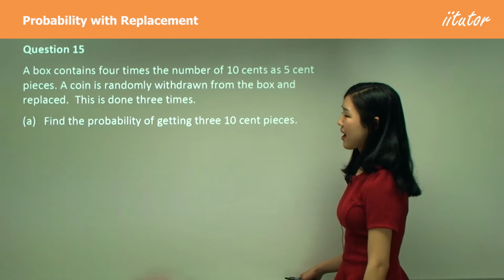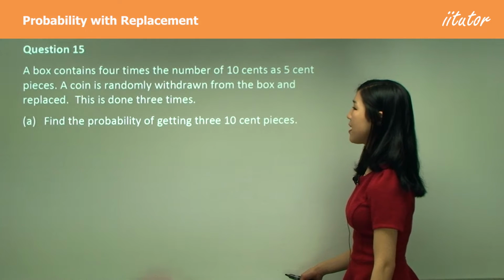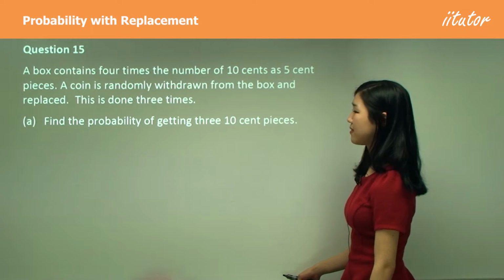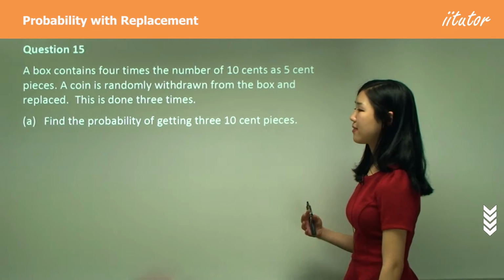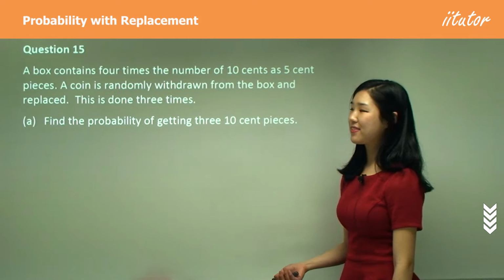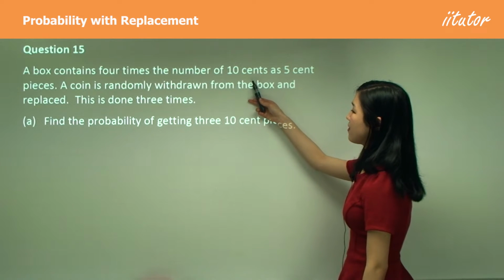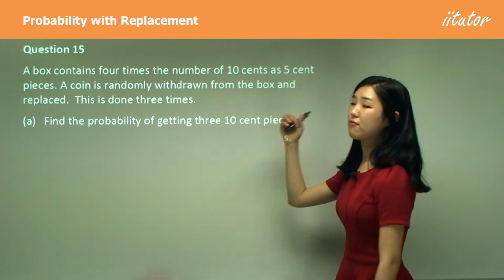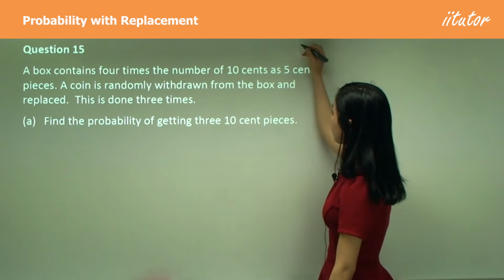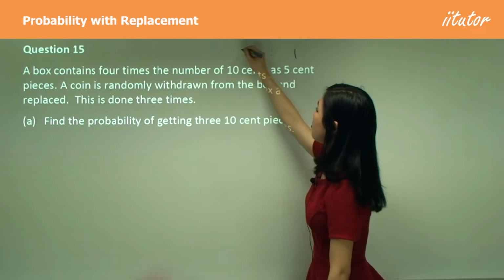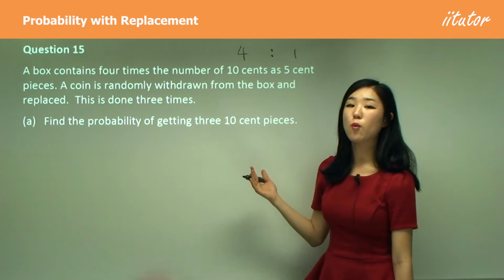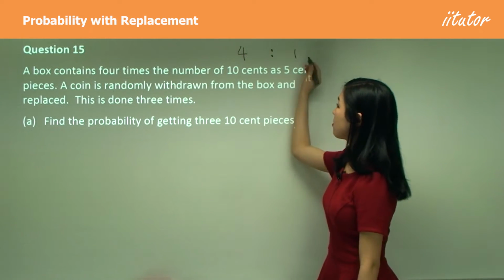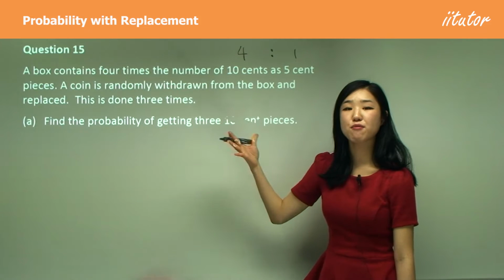A box contains 4 times the number of 10-cent coins as 5-cent pieces. A coin is randomly withdrawn from the box and replaced. This is done 3 times. The number of 10-cent coins is 4 times the 5-cent coins. So 5 cent is 1, the 10 cents would be 4. If I make it a ratio, it will be 4 to 1. So this is 10 cents, this is 5 cents. So in total there are 5 parts.